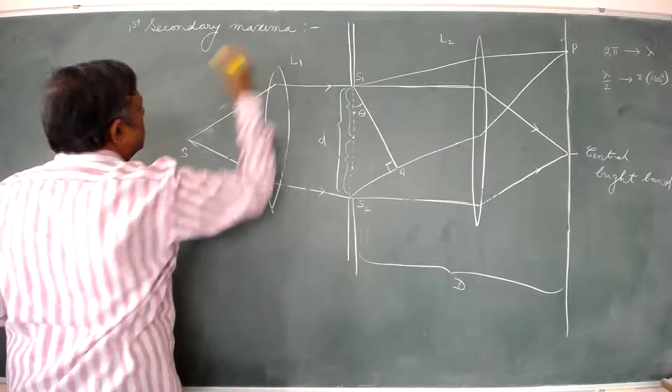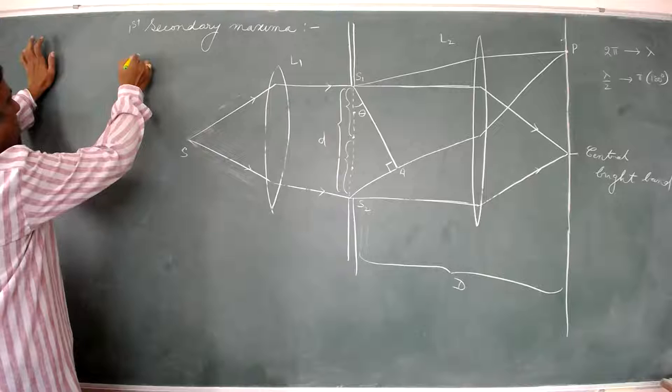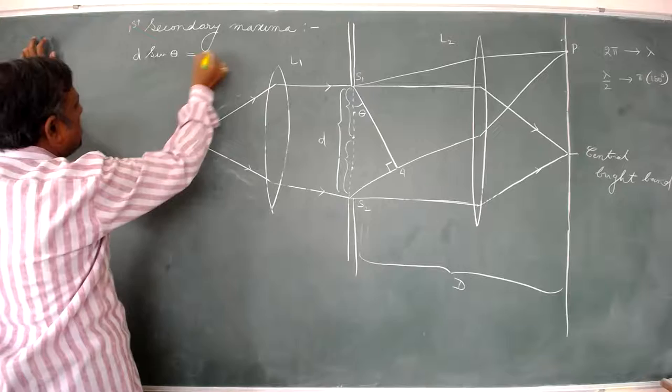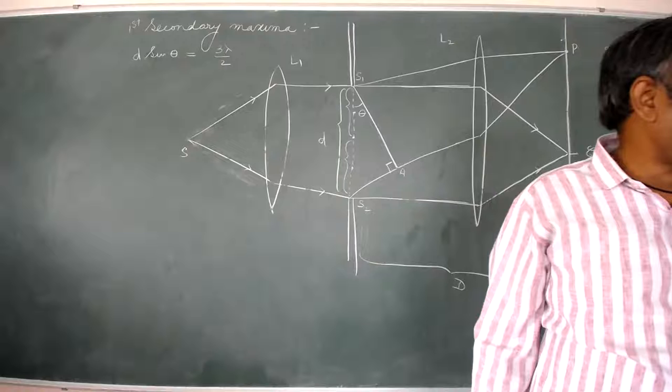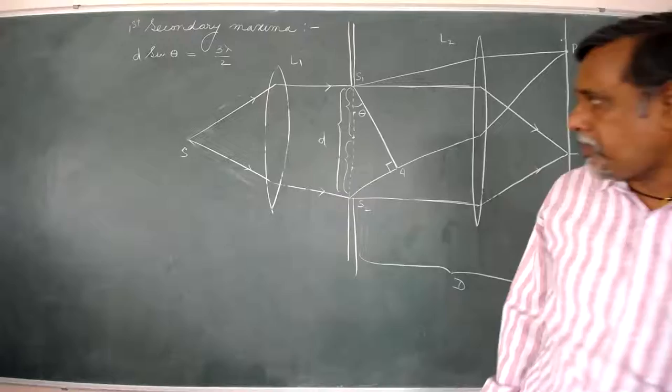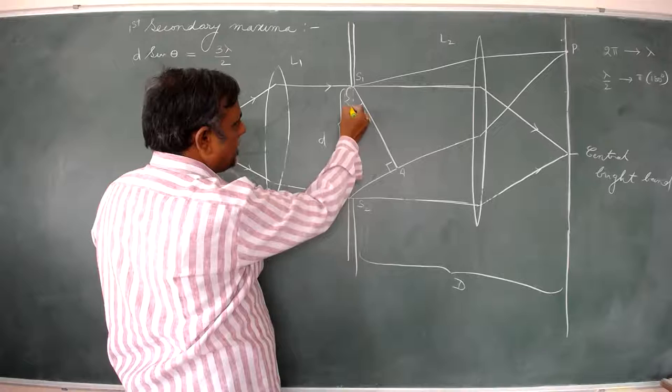So what is the condition for the first secondary maxima? What about the path difference, which is d sin theta? Look at this path difference. d sin theta should be equal to 3 lambda by 2. So 3 lambda by 2 means how many lambda by 2s can be taken? Three lambda by 2s can be taken: lambda by 2, lambda by 2, lambda by 2. That means you need to think of the complete slit as three equal portions. This is one equal portion, this is one more equal portion. So this is lambda by 2, this is lambda by 2, this is lambda by 2.